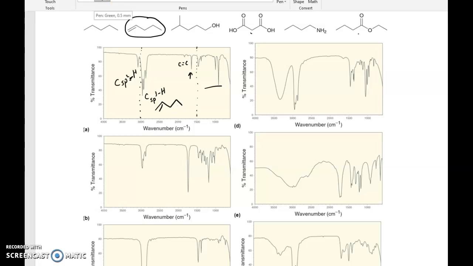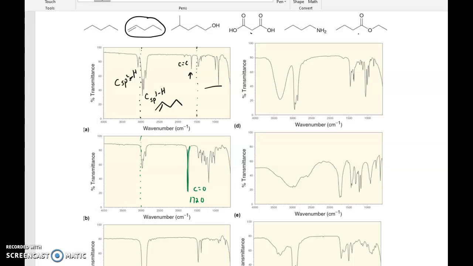So let's look at the one below it. I see I've got a very strong absorption right here, right around 1720. I don't know exactly that it's at 1720, but that sure looks like it's going to be a carbon-oxygen bond. I don't see anything to the left of my green dotted line, so I'm going to assume that we're not going to have any double bonds.